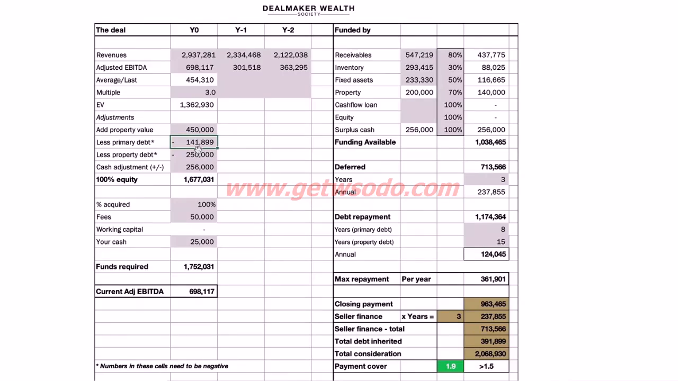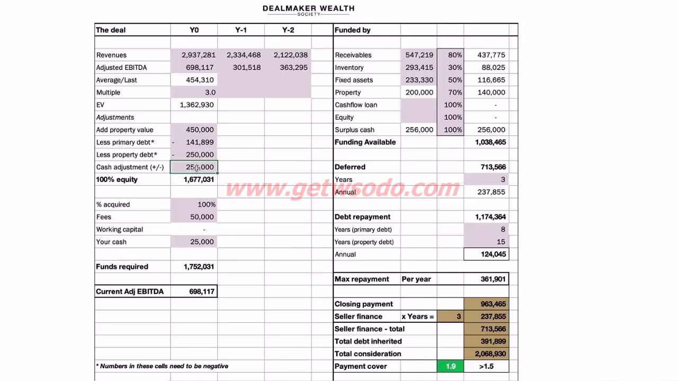$141,899 of primary debt, so the overdraft, the HP financing, all those different things. And we break out the $250,000 property debt under long-term financing. That's the commercial mortgage that the owner has on that building. And the debt goes into this model as a negative number. So the model adds the positive and the negative numbers together to get the total cash adjustment.